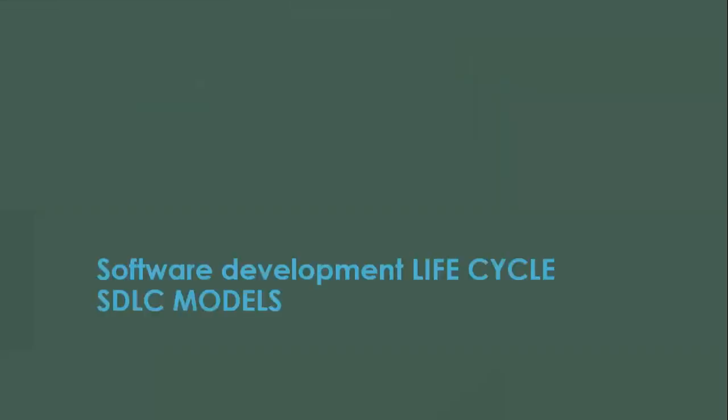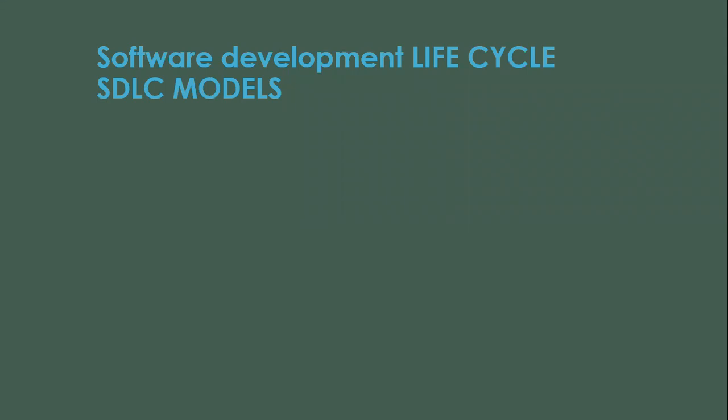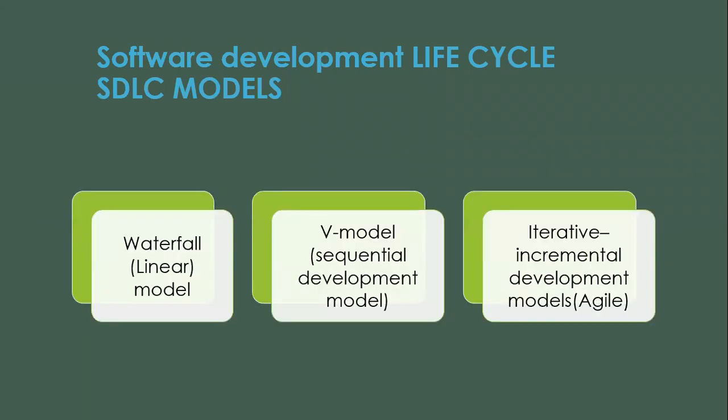Then the three major ones that are used mainly: waterfall, which is the linear model, V model, which is the sequential development model, and we have the iterative incremental development model, which is agile. Don't forget, currently you'll be working in an agile environment.